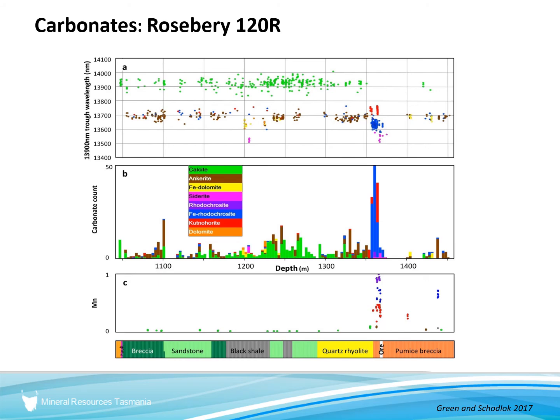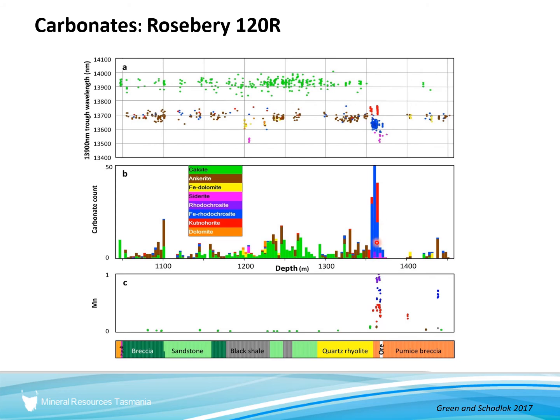Looking at carbonates, this is Rosebery, where the ore zone is characterized by rhodochrosite and kutnohorite, which is another manganese carbonate on the way to rhodochrosite, whereas most of the rest of the core is calcite in green and ankerite in brown. And in detail, there's a halo in here as well, with rhodochrosite in the core, and then ferric rhodochrosite outside of that, and kutnohorite in between.